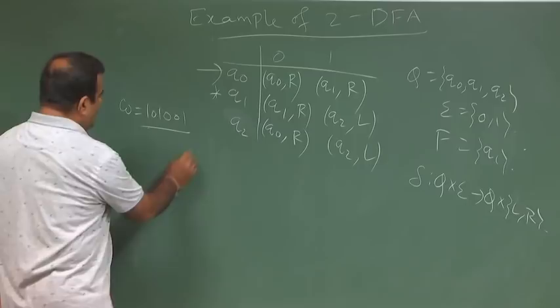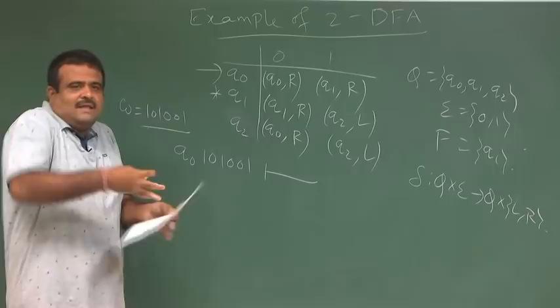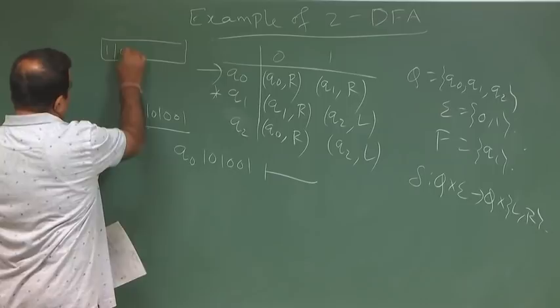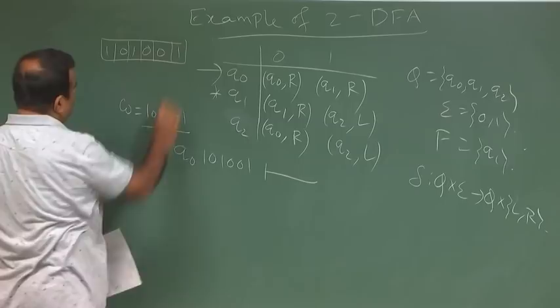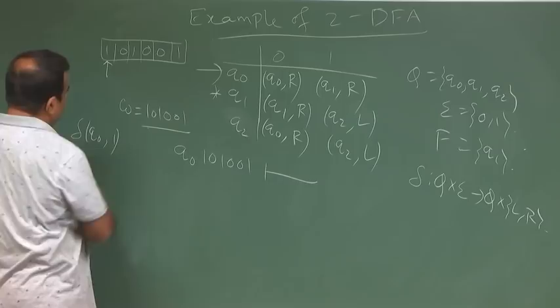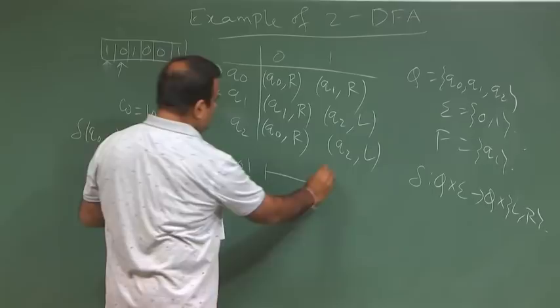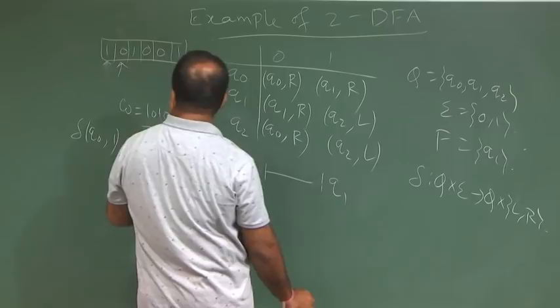Now, if we want to read a string W, say 101001, how do we read it? We start with Q0 and put W on the tape. This is the initial position: we are at Q0, the tape is 101001, and the head is pointing at the first symbol. So, we read delta of Q0, 1, which is Q1 L. L means the head will go left. So, this 1 we have exhausted, and now we are at Q1 with the head pointing here.